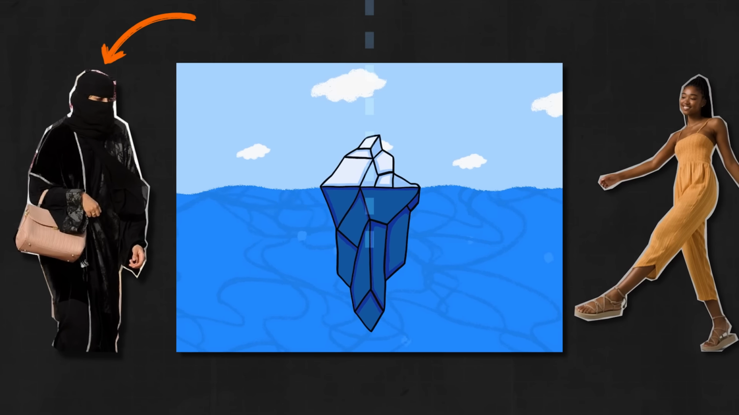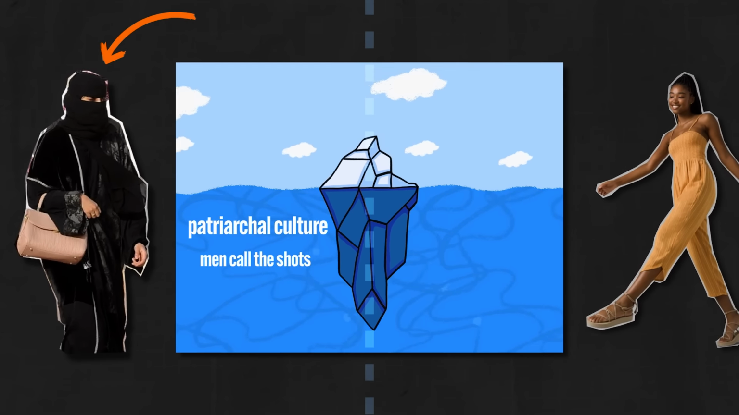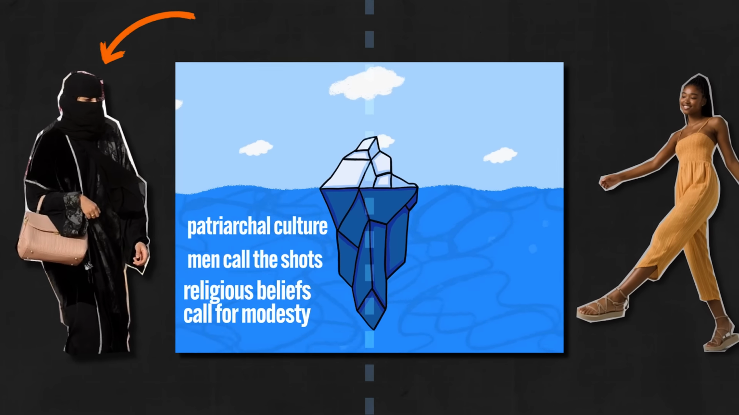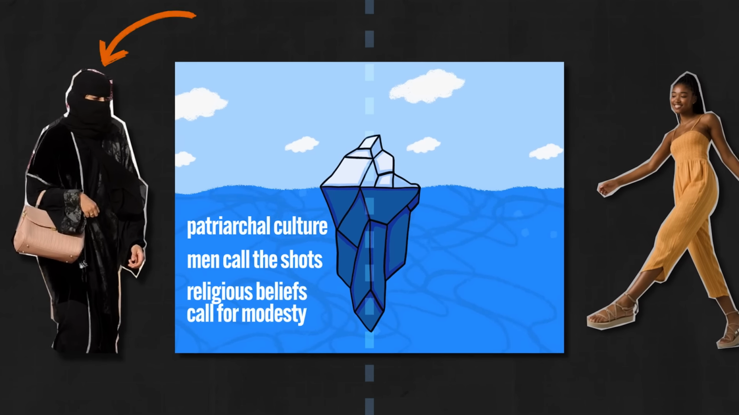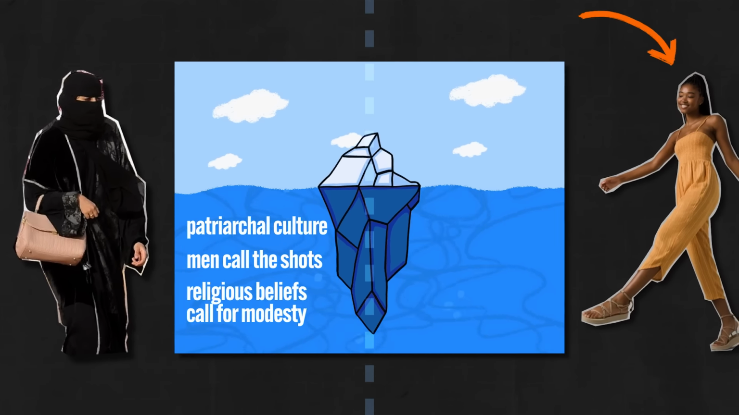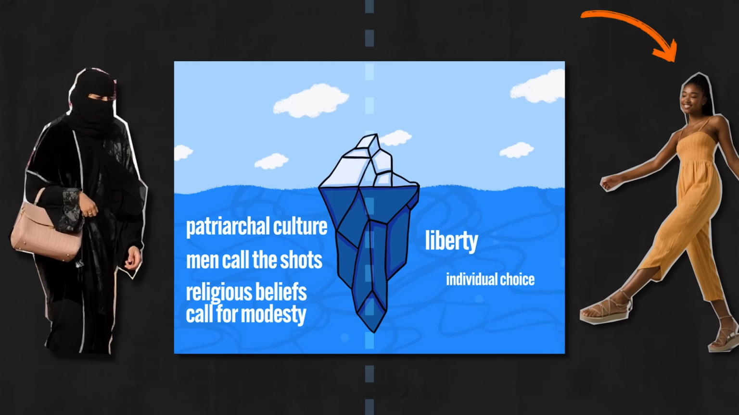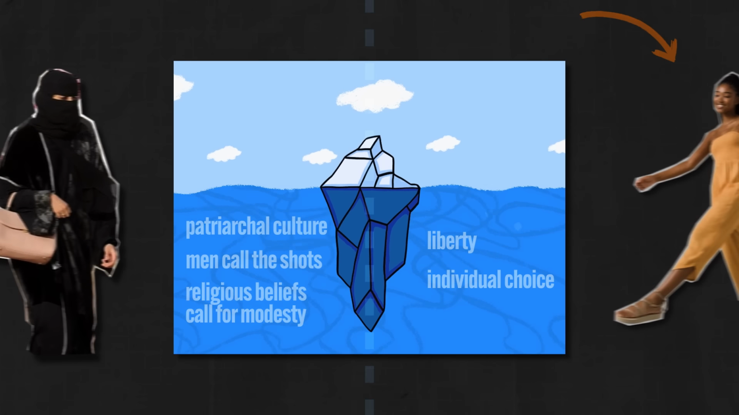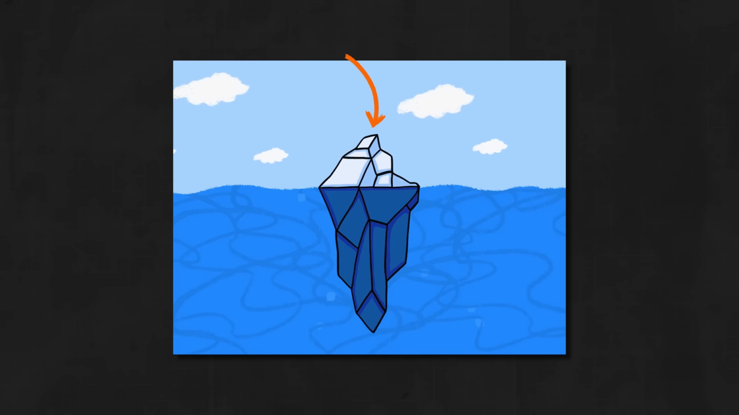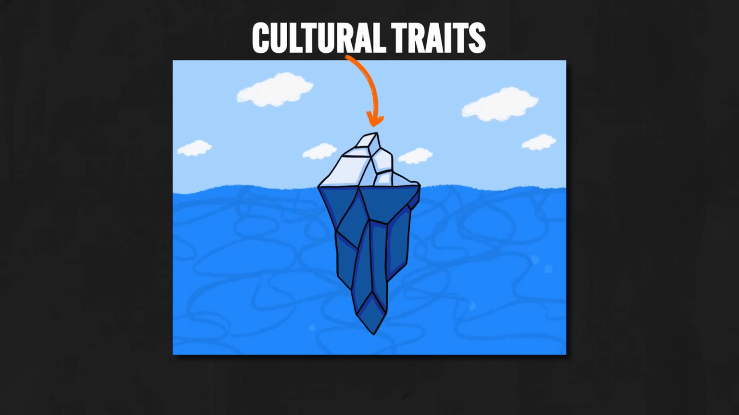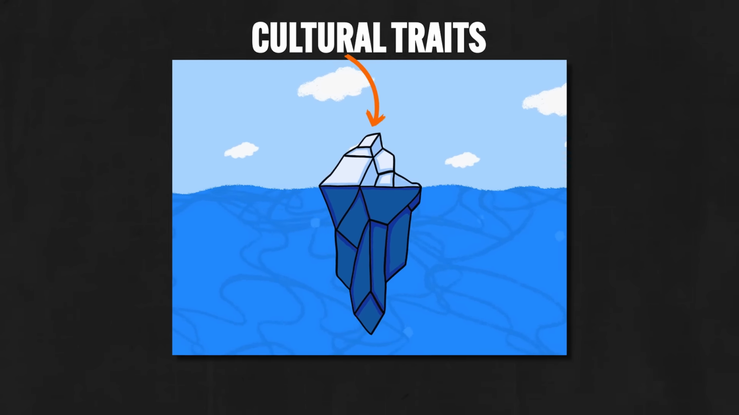So she might dress like this because she lives in a patriarchal culture, which just means that men call all the shots, in which religious beliefs teach that women must present themselves modestly. And then she might dress like that because she lives in a culture that values liberty and individual choice. So basically, everything that lives up here on the tip of the iceberg, we call cultural traits. And a trait is something that is obvious to your eyeball. For example, I am bald, bearded, and gap-toothed, and devastatingly handsome. All very obvious things. But on a broader level, cultural traits fall into 3 big categories.